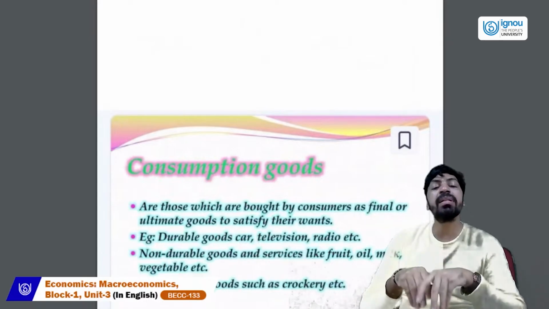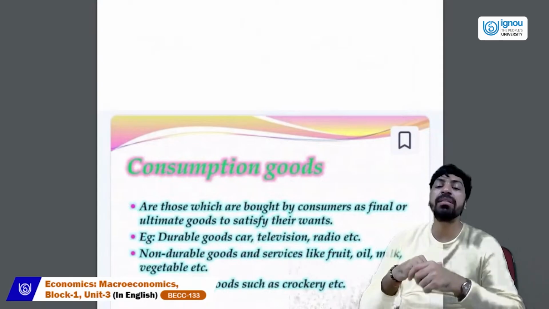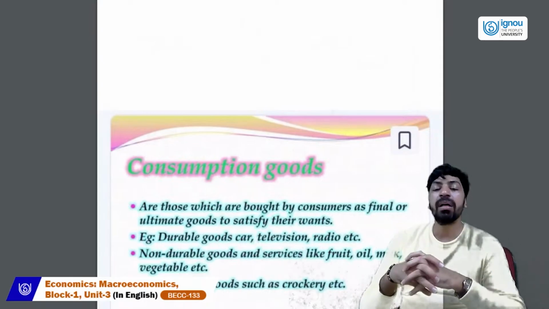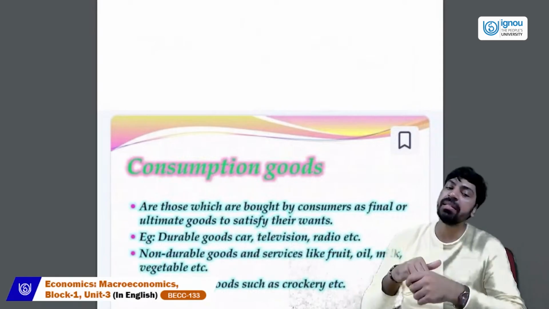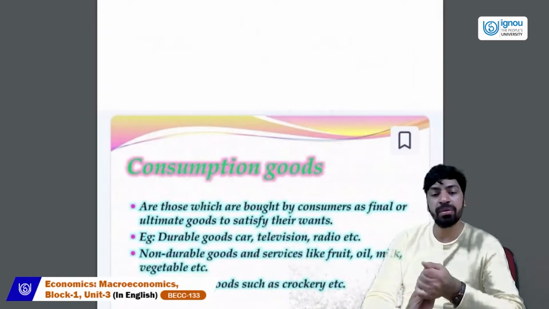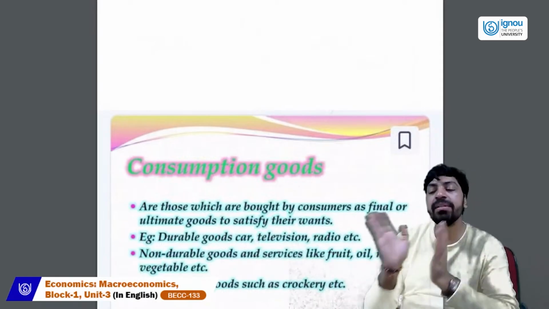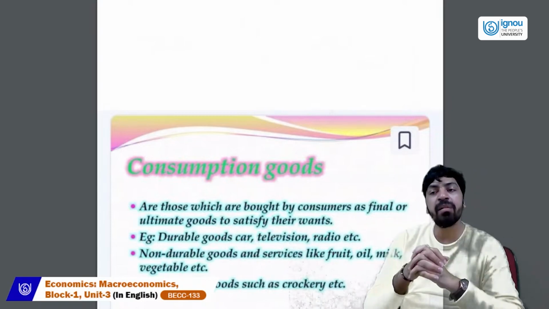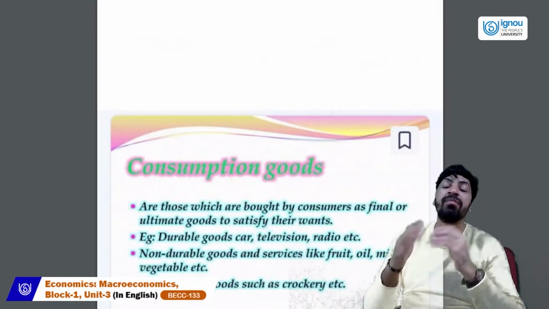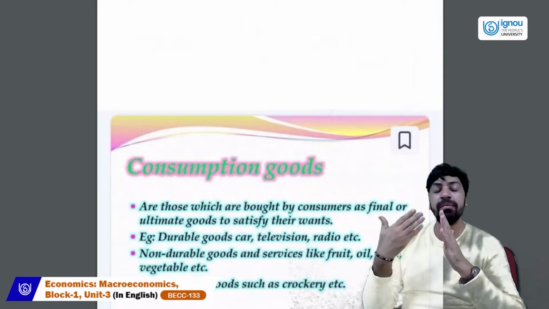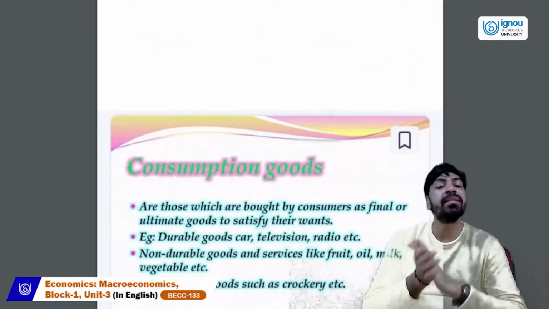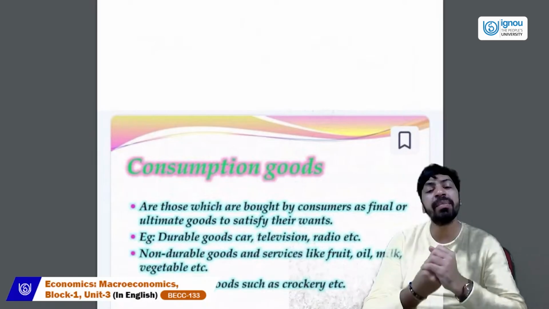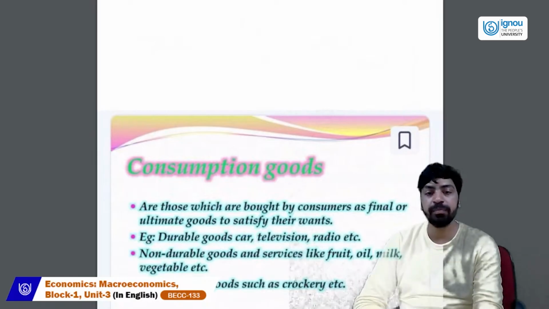The next type is semi-durable goods, such as crockery and even utilities, which come under semi-durable goods. They are used for a long period of time, and once used, they can be reused as well. Such types of goods are called semi-durable goods.